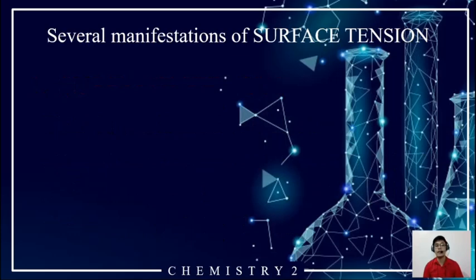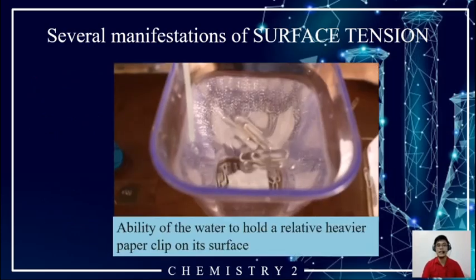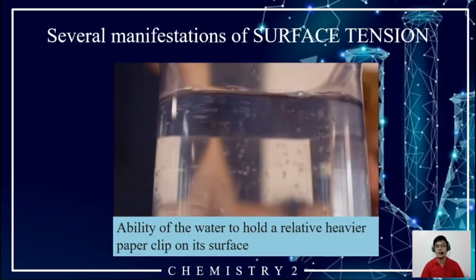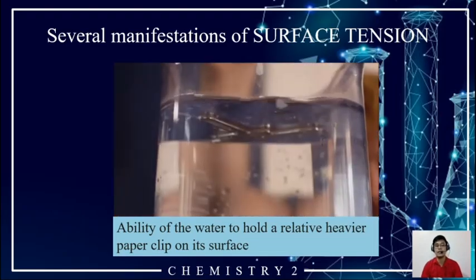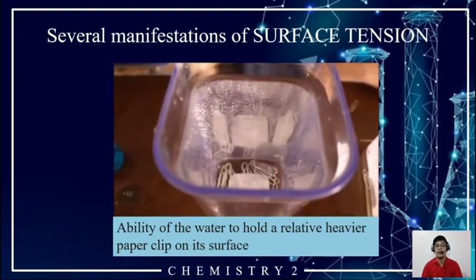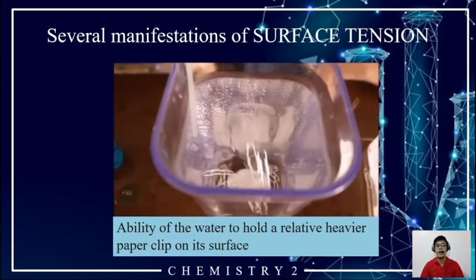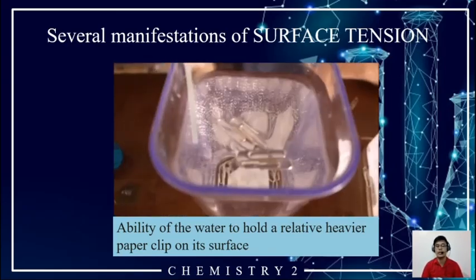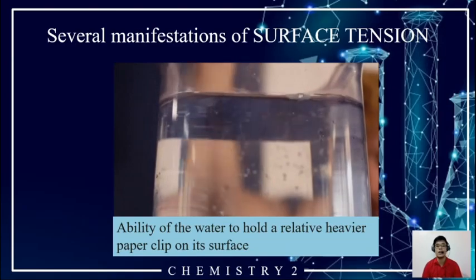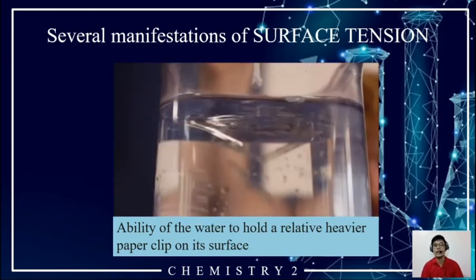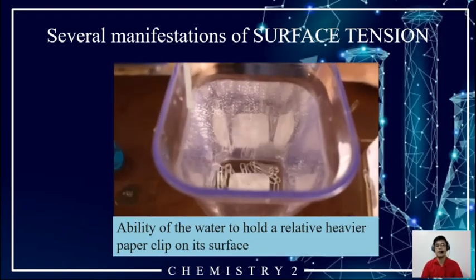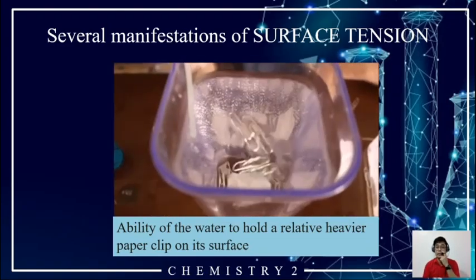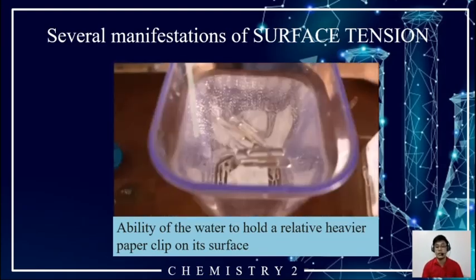And now let's have the different manifestations of surface tension. First, the ability of water to hold a relatively heavier paper clip on its surface. This is actually part of your activity number 1, wherein tinanong natin doon, bakit sa tingin nyo kaya ng tubig na palutangin sa kanya yung heavier paper clip? Well, the answer is because of the surface tension, because of this ability and property of the liquid to resist this so-called external force.